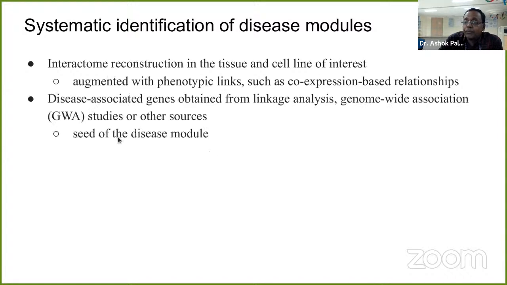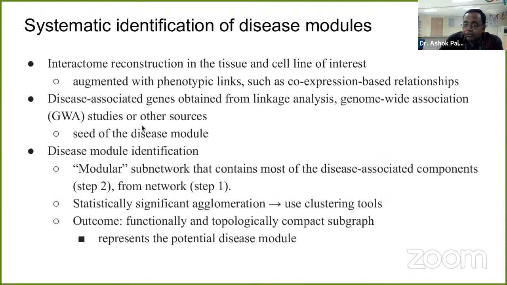So reconstruct the interactome, seed the network with the known disease genes. From there, identify the disease module. This module is the one that contains most of the disease-associated components, most of the disease seed genes that we obtain from the reconstruction. If this network shows statistically significant agglomeration, which can be detected using clustering tools, that means it's a disease module that is clearly associated with the disease. This is a functionally and topologically compact subgraph that can be directly mapped with the disease status. So this represents the potential disease module. In this way, we can identify the disease module.